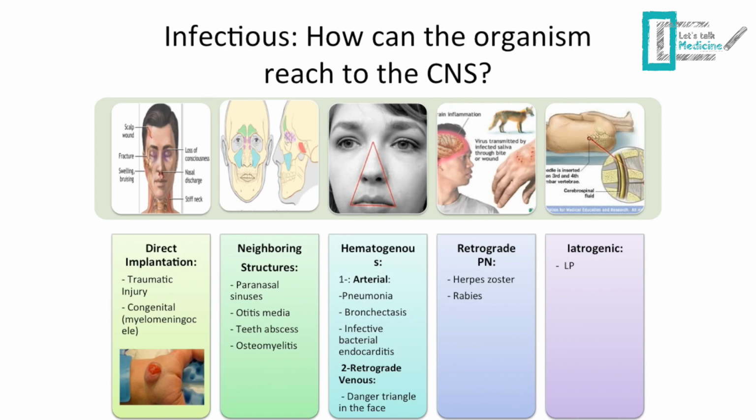So as we know, the CNS is a very important area in the body that is protected by different layers: the pia, the arachnoid, the CSF, and the dura mater.